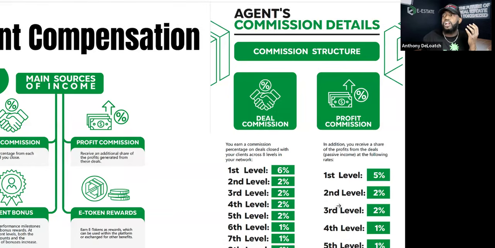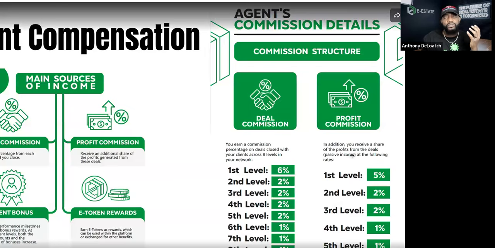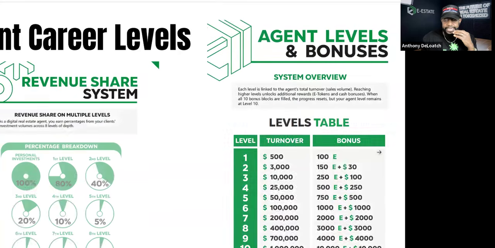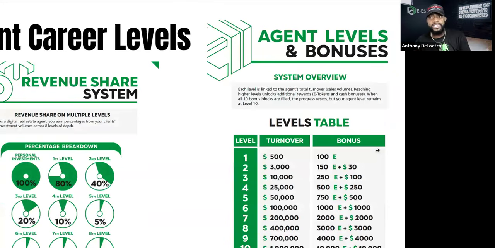Guys, you're able to earn profit commission on 5 levels of your organization through this incredible company. Now, let me tell you something else, guys. You could build a career over here. When I say you could build a career, I am true.